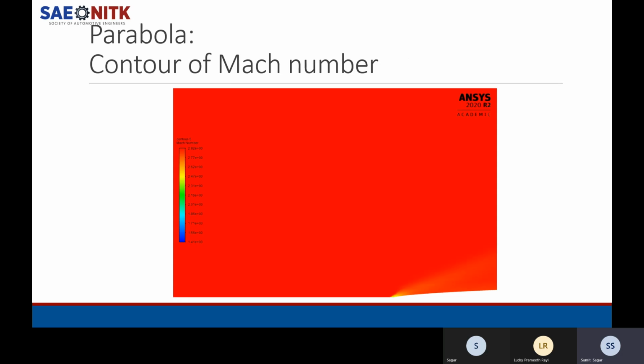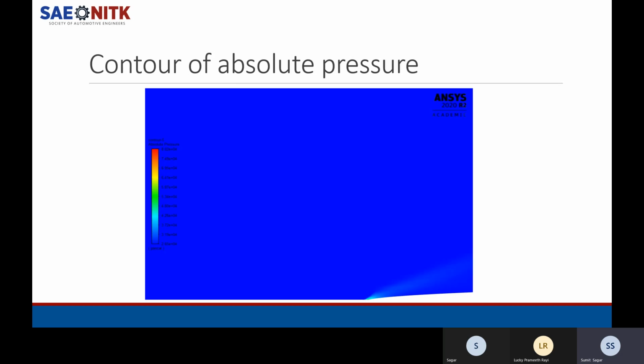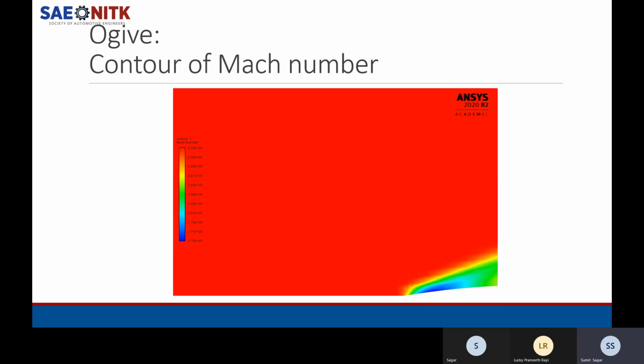Again for the parabola profile we have the same contour of Mach number, contour of pressure coefficient, and contour of absolute pressure. You can see that the absolute pressure varies from profile to profile. Again we have the coefficient of drag versus iterations, and after a particular number of iterations it converges to a particular point.